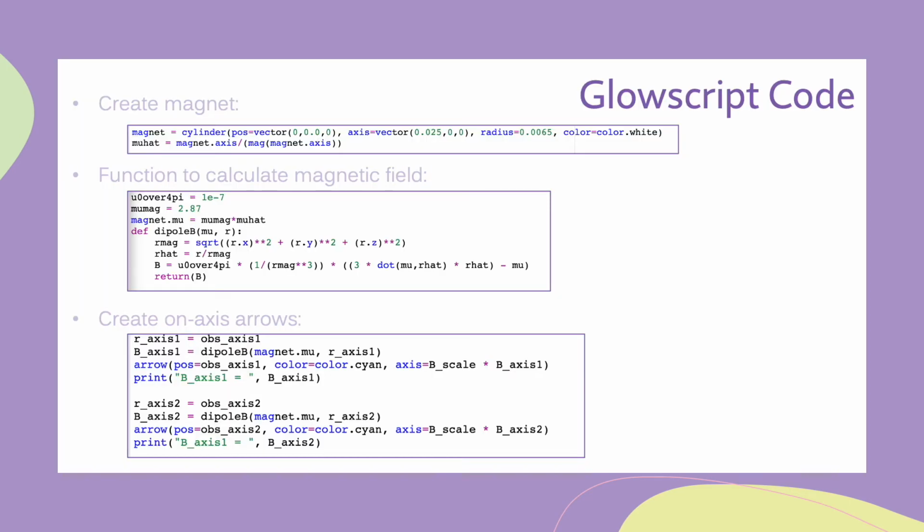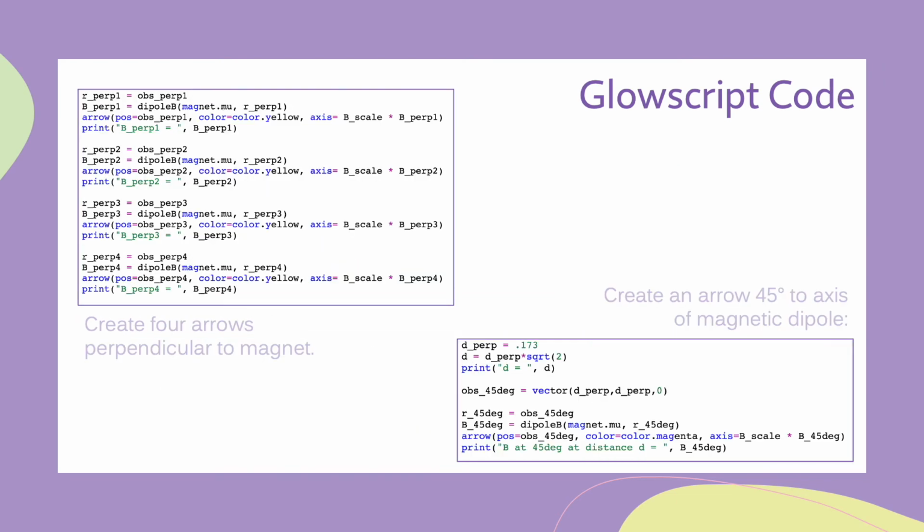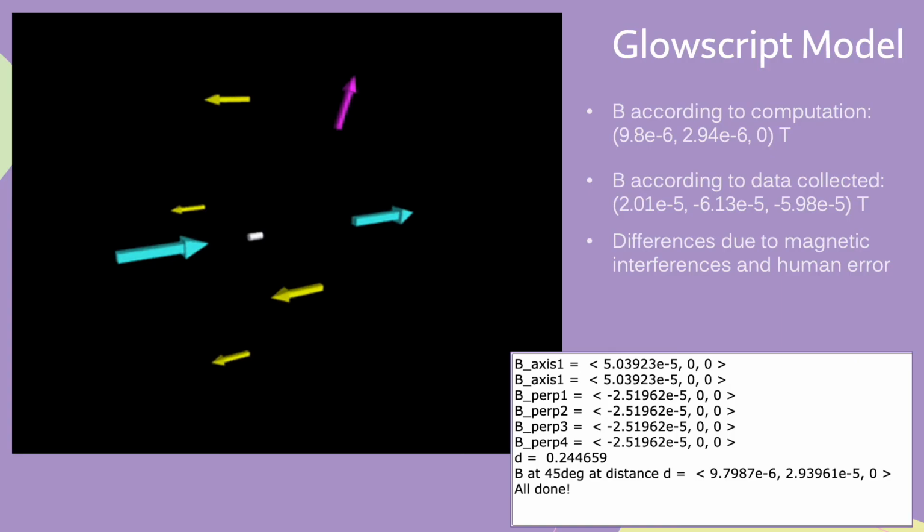First in the code, I created a cylinder to represent the bar magnet. Then I initialized a few key values, including the mu we just calculated, and I defined a function to calculate the magnetic field when given a magnetic dipole moment and a distance. Next, I created 2 arrows to represent the on-axis magnetic field. Then I created 4 arrows perpendicular to the magnet to represent the off-axis magnetic field. And lastly, I created an arrow 45 degrees to the axis of the magnetic dipole.